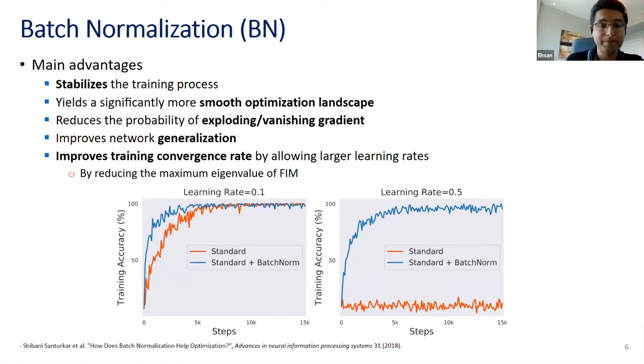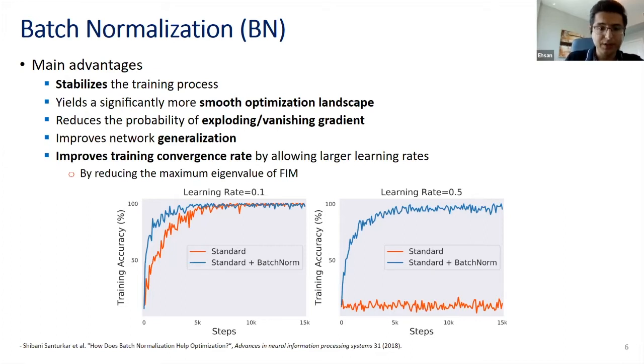The last advantage of batch normalization is that it improves the training convergence rate. This is because it reduces the maximum eigenvalue of the Fisher information matrix. By reducing this maximum, it allows us to use a larger learning rate, or it increases the effective learning rate of our optimization problem.